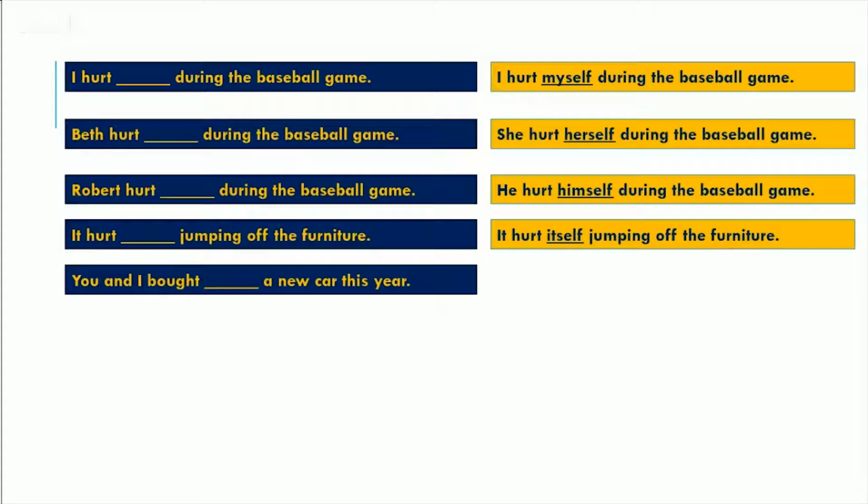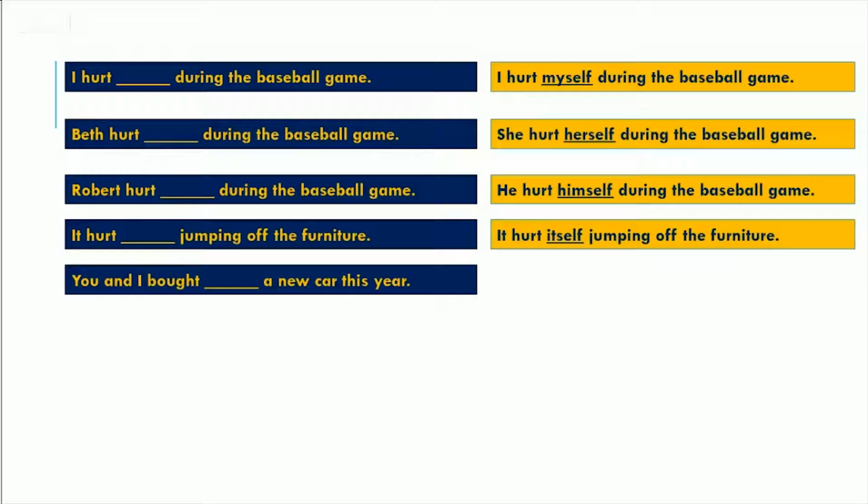So furniture, remember what furniture means? I hope everybody knows what furniture means, like tables and chairs, things like that. Ah, okay. Now I see what you're saying. But you know what it is? No, it shouldn't have an S.